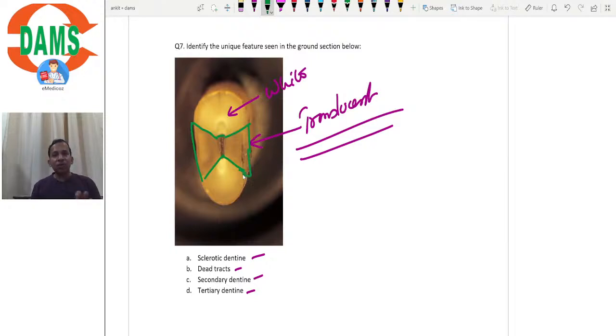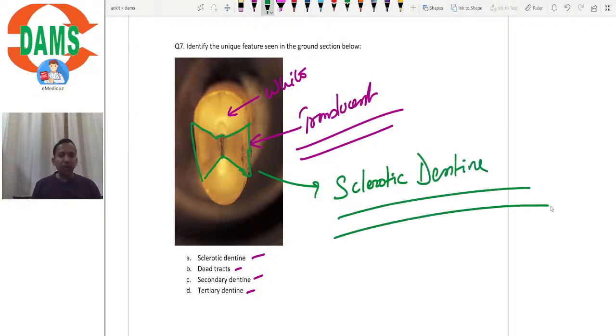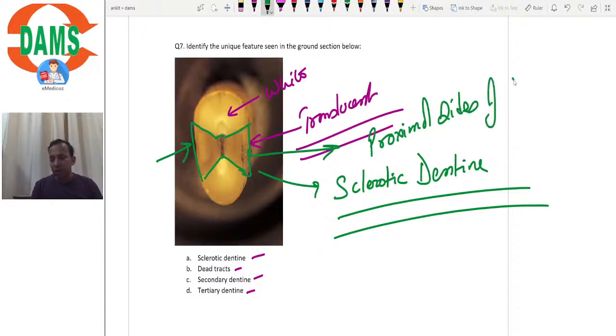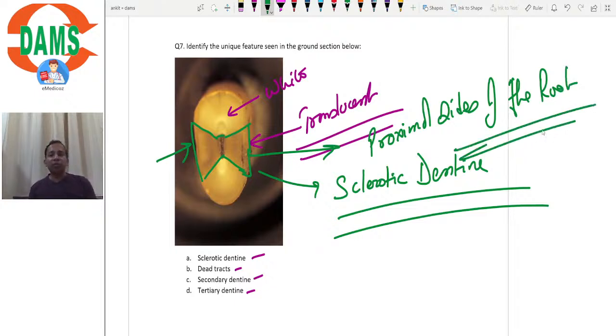So this characteristic or this unique feature is formed due to formation of the sclerotic dentine, right? And if anyone asks you where is the sclerotic dentine typically formed, it is formed typically on the proximal sides of the roots, right? It forms on the proximal side. So this is the typical location for the formation of sclerotic dentine.